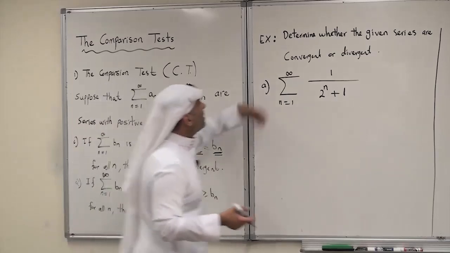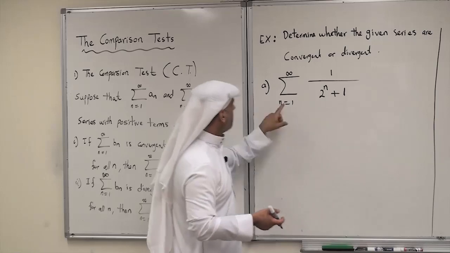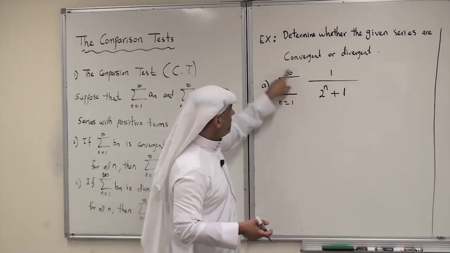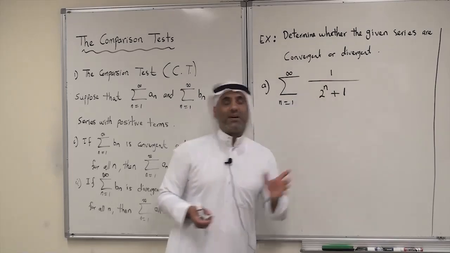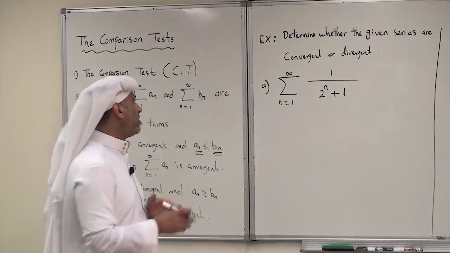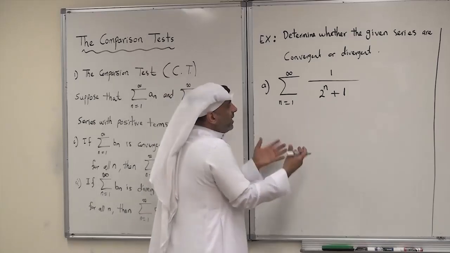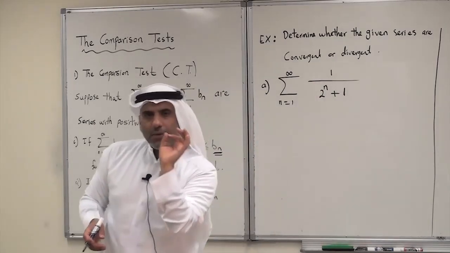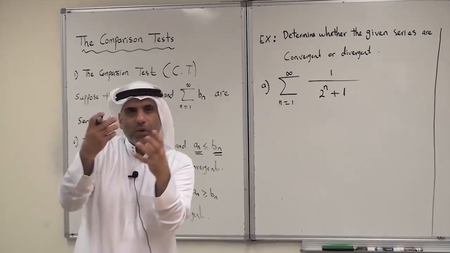Okay, we have a question that says determine whether the given series are convergent or divergent. We start with the given series here. The series from n equal to 1 up to infinity, 1 over 2 to the power n plus 1. Clearly we have terms that are positive. For n greater than or equal to 1, this quantity is positive, so we can apply the comparison test. Now what is the idea in applying the comparison test? We try to compare the expression given in the question with something we know.